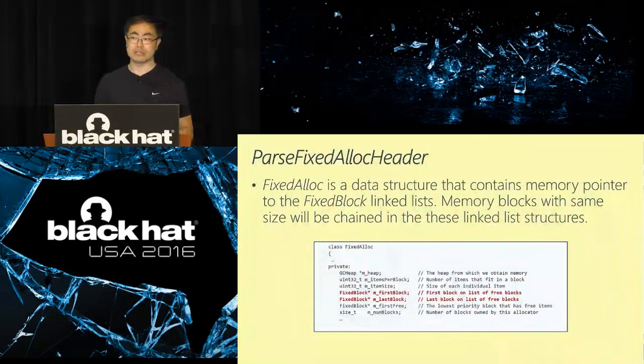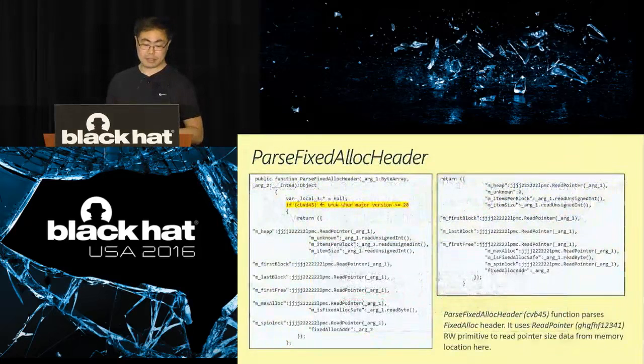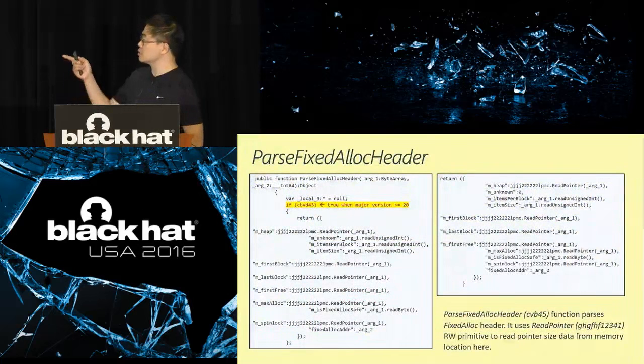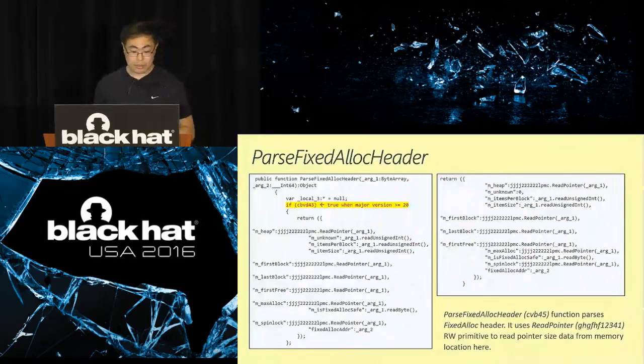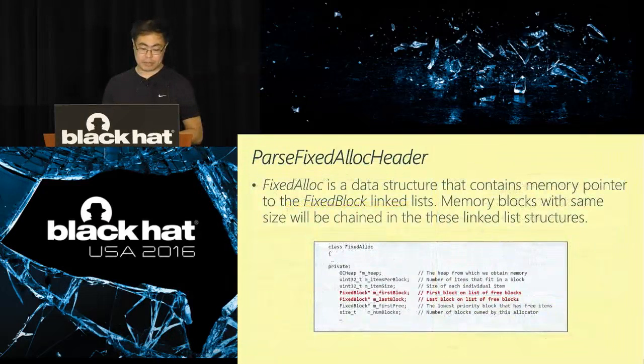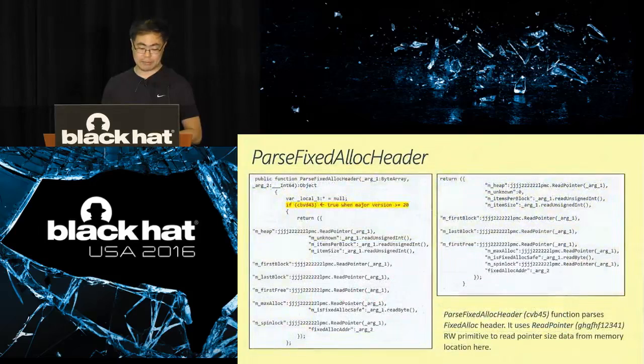About the structures, the FixedAlloc structure is defined in the AVM Plus source code like this. It has a linked list of fixed blocks. The exploit is doing the same thing. The exploit code even has the same symbols, like m_firstBlock. Those symbols appear in the source code, and they are just using the same symbol names here.